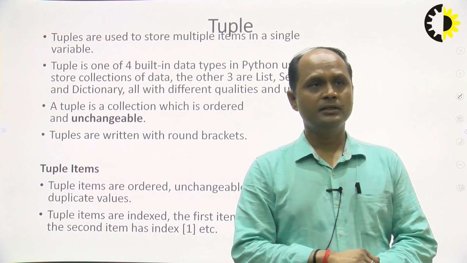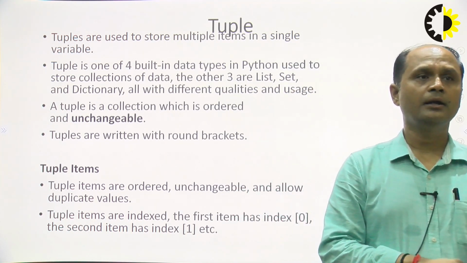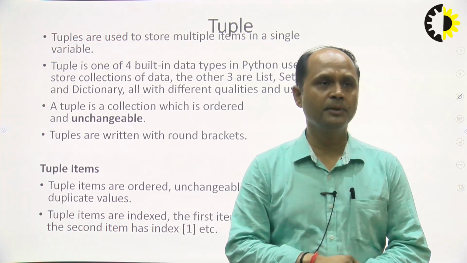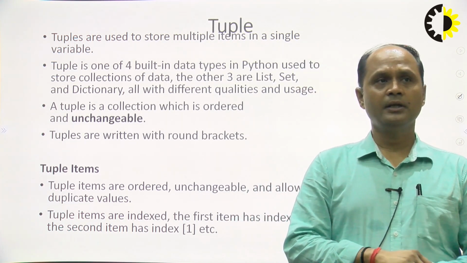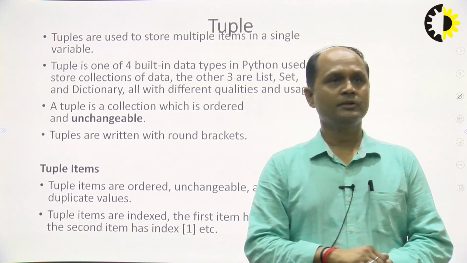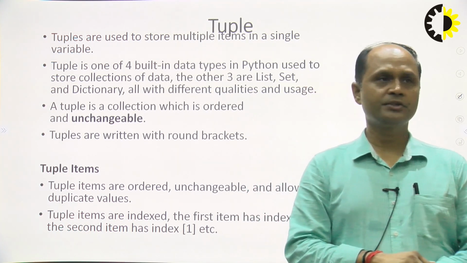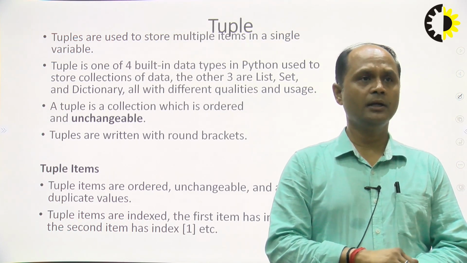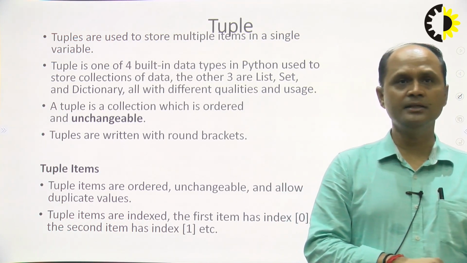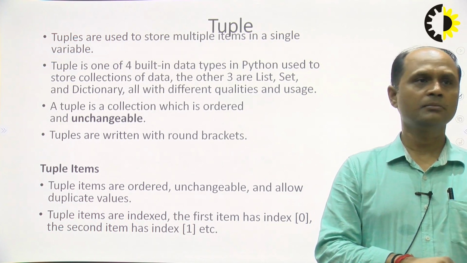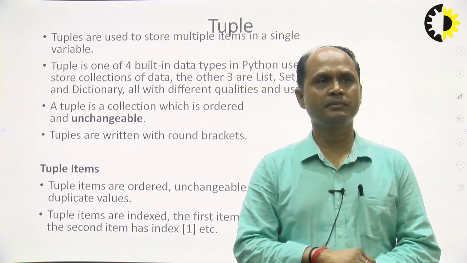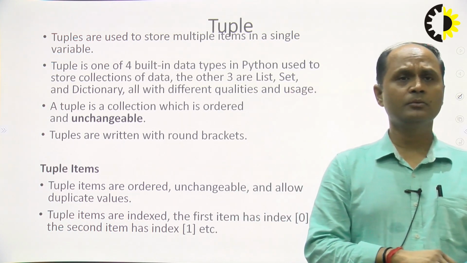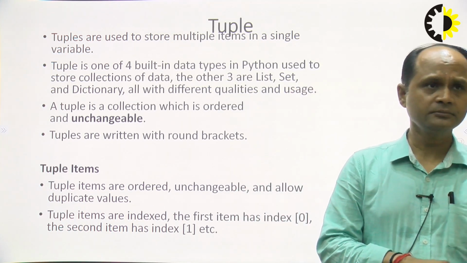Now, what is the definition of a tuple and how it is used in Python programming, we will discuss later. First of all, the definition part. A tuple is a collection which is ordered and unchangeable. Unchangeable is mentioned as immutable in some other books or websites. Immutable and unchangeable are similar things.